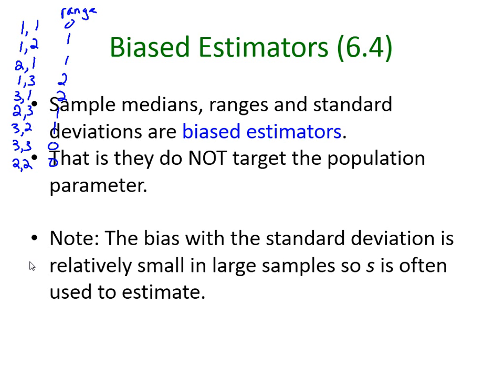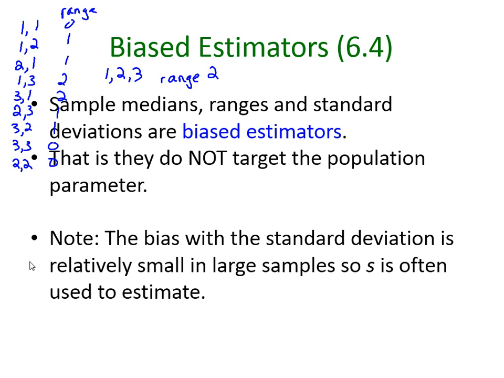Now, if I found the mean of those, actually I should ask this question. What's the range of 1, 2, and 3? We know the population range is going to be 2. If I found the mean of the sample ranges, am I going to approximate 2? If I added all these up and divided by how many there are, is it going to be close to 2?